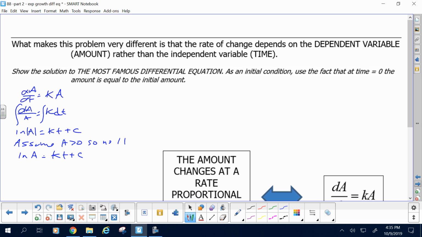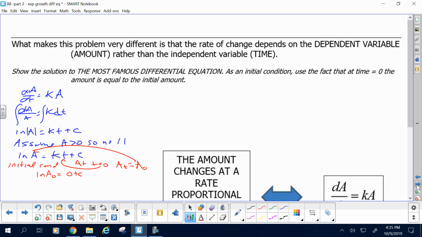I'm also going to infer a subtle initial condition. There's nothing specifically given, but at time 0, the amount at time 0 is equal to the initial amount. Now, if I put that in, I get natural log of A initial equals 0 plus c. So c represents the log of the initial amount.